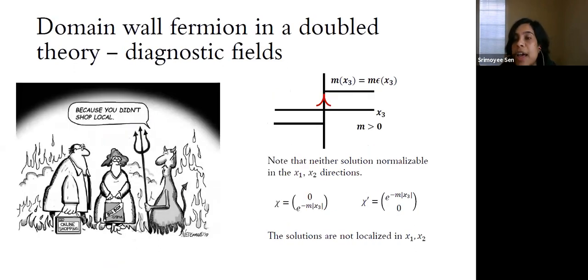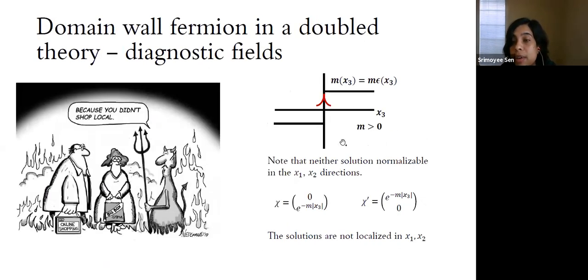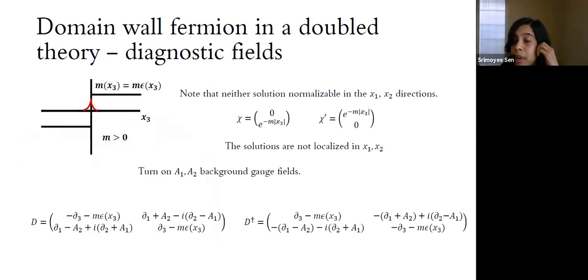But the problem is that we also haven't been able to localize our states. If you look at these states, they are constant in the transverse direction, in the direction of the domain wall. So they are not normalized yet. What we have to do is turn on background gauge fields to normalize them, or to localize them. If you are able to localize them, they'll automatically be normalizable. So you just turn on background gauge fields.